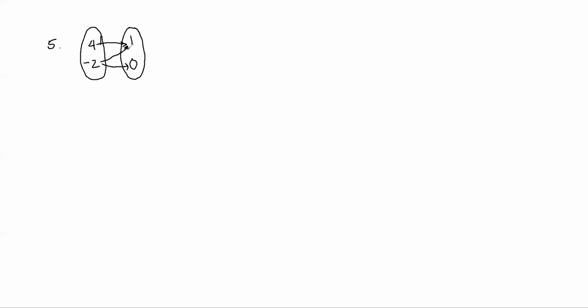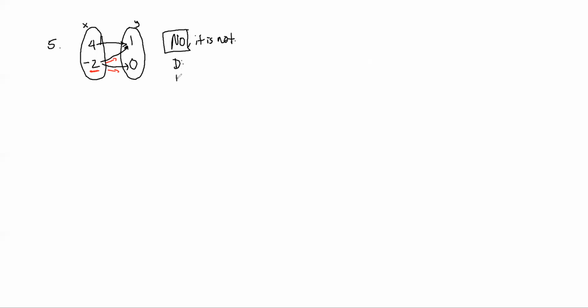Now, they have given us 3 different ordered pairs, which you can tell based on the number of arrows. They've given us the point 4, 1, -2, 1, and -2, 0. So this one is not a function. The way you can tell is that this -2 right here goes to 1, and it also goes to 0. Remember, each x can only go to one y. This one goes to 2 different y's. So this one is not a function because that x goes to 2 different y's.